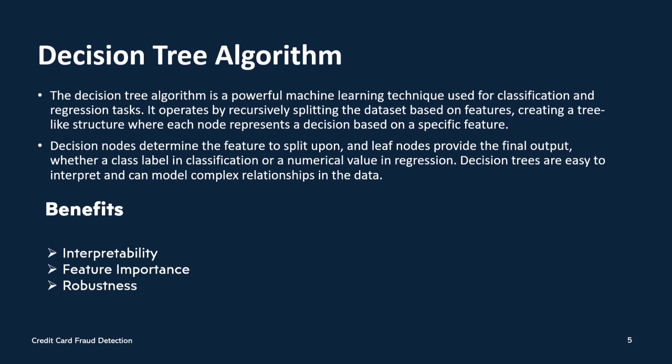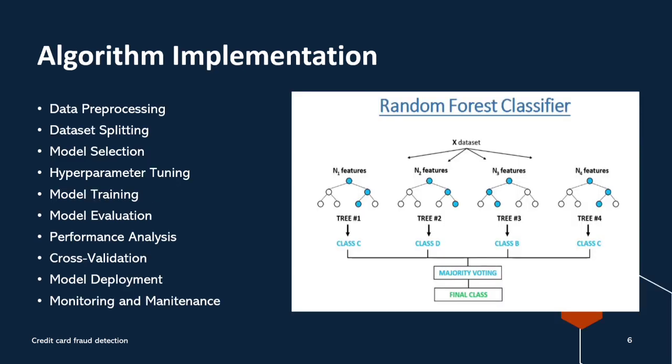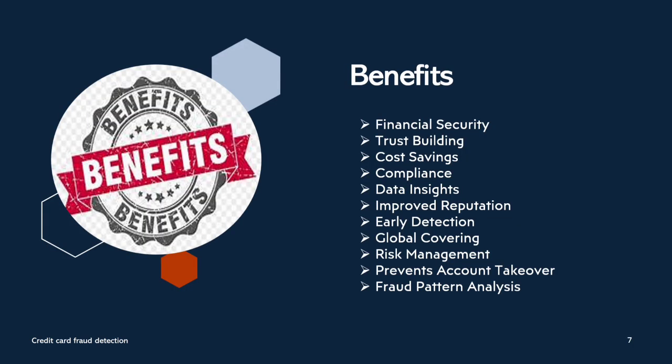Here is the implementation of the algorithm, step by step: data preprocessing, splitting, model selection, hyperparameter tuning, model training, model evaluation, performance analysis, cross validation, model deployment, and monitoring and maintenance. And now, the benefits of our project are financial security, trust building, global coverage, risk management, fraud pattern analysis, and so on.